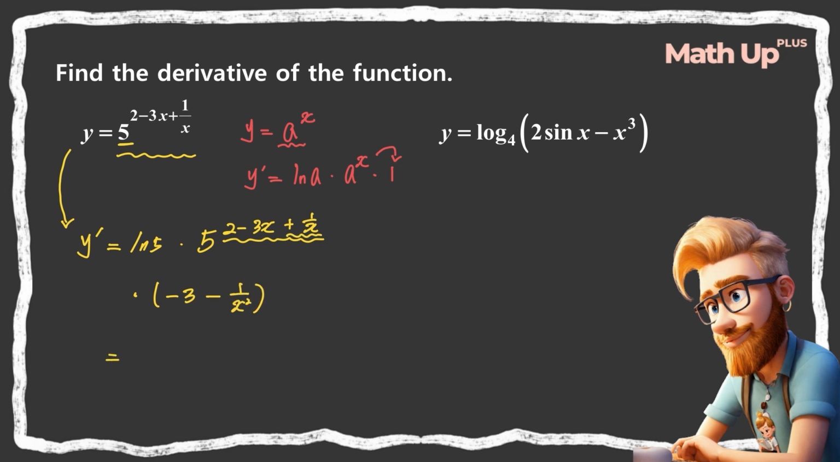So this is going to be equal to, factoring out the negative, negative natural log 5 times 5 to the 2 minus 3x plus 1 over x, parenthesis, 3 plus 1 over x squared.